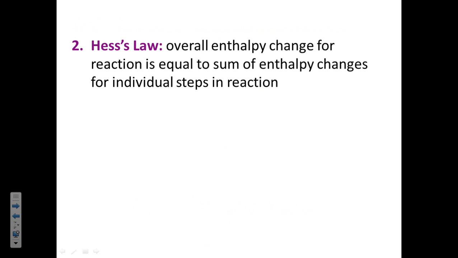Okay, if you can't, for some reason, do calorimetry in the lab, you can use Hess's law to also approximate what the enthalpy change for a reaction is going to be. And Hess's law says that the overall enthalpy change for a reaction is equal to the sum of enthalpy changes for individual steps in a reaction. Okay, so the idea with Hess's law is that when we go from reactants to products, that's not just one step. There are individual steps that you go through to reach the product.